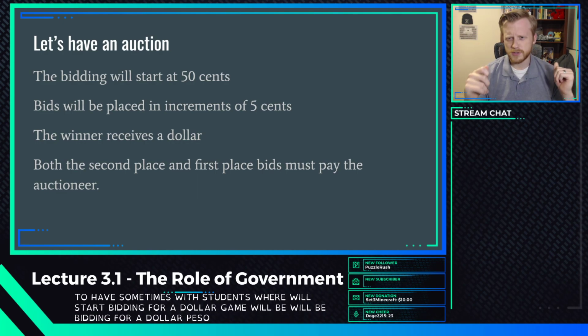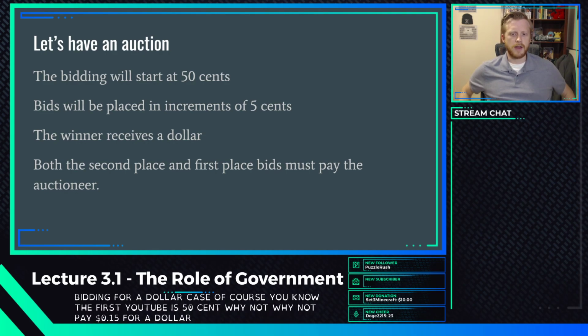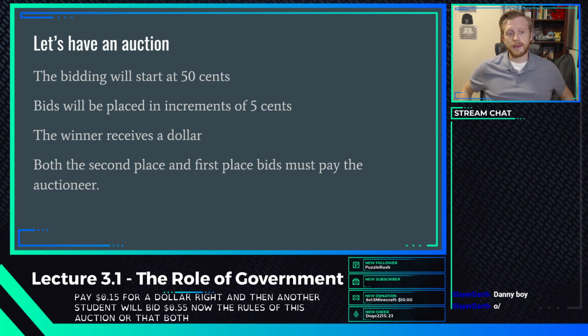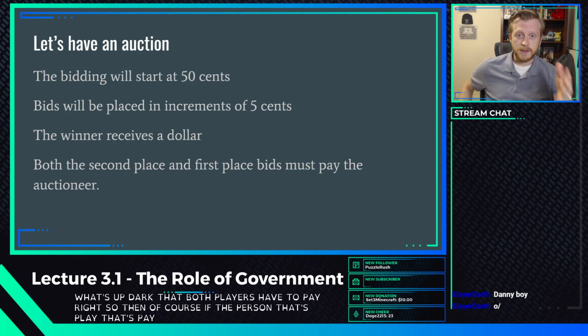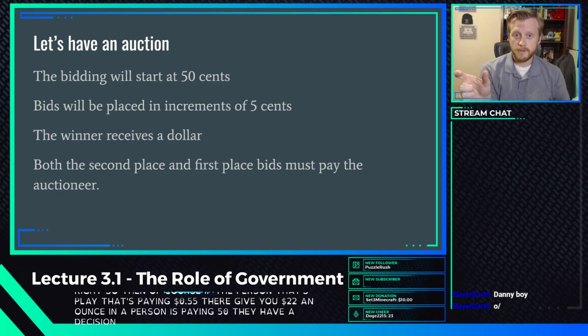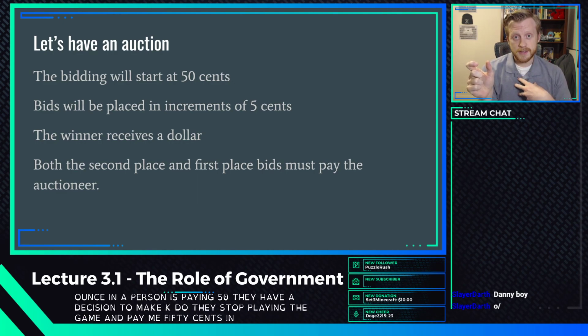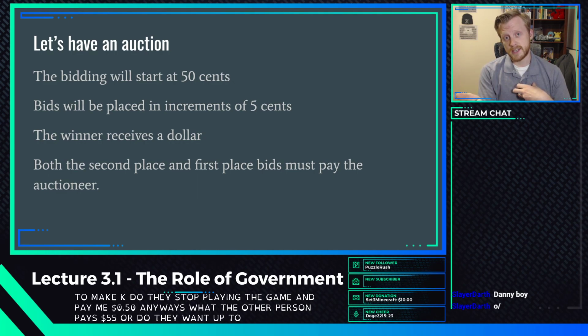Of course the first student bids 50 cents. Why not pay 50 cents for $1, right? And then another student will bid 55 cents. Now the rules of this auction are that both players have to pay, right? So the person that's paying 55 cents is going to be winning the $1 now. So the person that's paying 50 has a decision to make. Do they stop playing the game and pay me 50 cents anyways, while the other person pays 55 and gets the $1, or do they one up to 60?